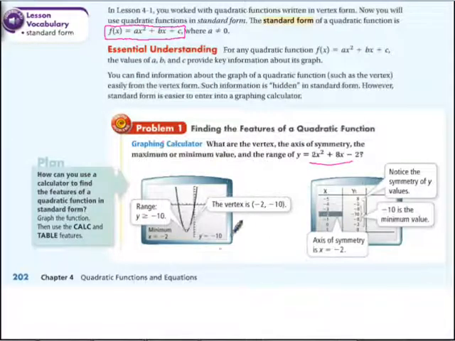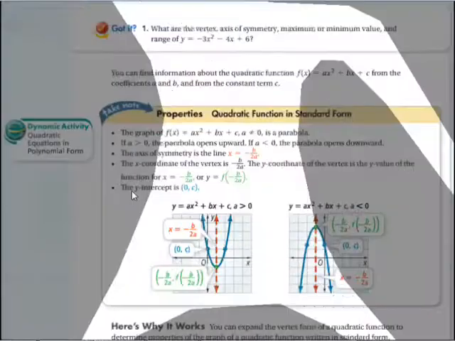Just from looking at it, we can find on our calculator that the minimum is down here at -10, so the range has to be y is greater than -10. We can find the vertex on our calculator at -2 and -10. We can look at the table and notice that the axis of symmetry is x equals -2, because that's when the numbers sort of reverse order. And we can also find that -10 is the minimum value. So lots of information that we can get just from a picture.